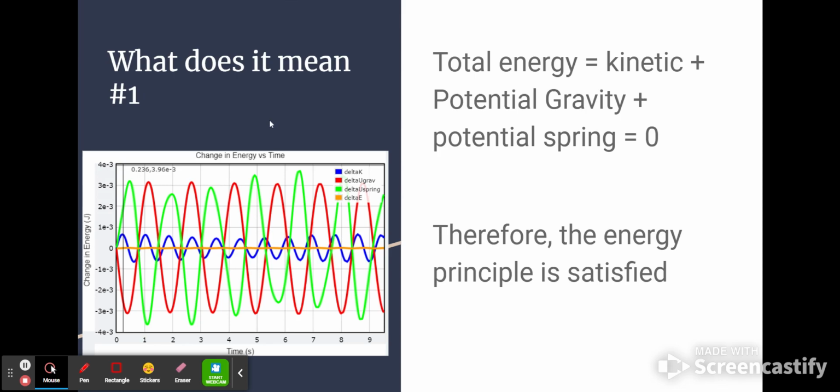Now, for the first reasoning question, is the energy principle satisfied? Well, we can see that the energy principle is satisfied because, as stated, our total energy has to equal zero if they all cancel out because we put everything as our system. And we can see in our graph that our change in energy versus time, our delta E, meaning our total energy change, is zero.